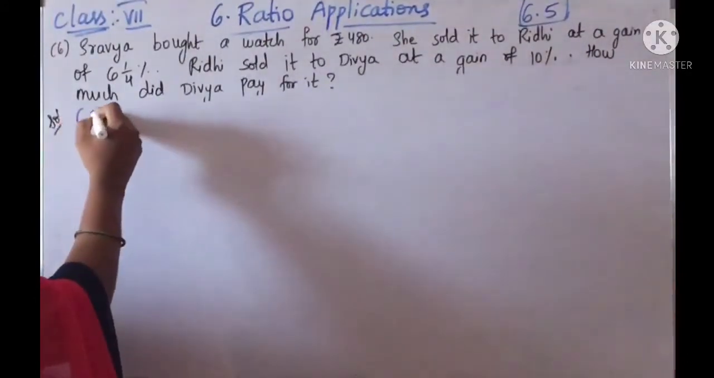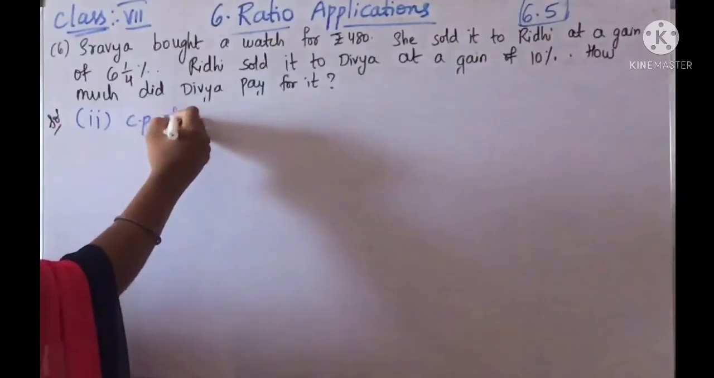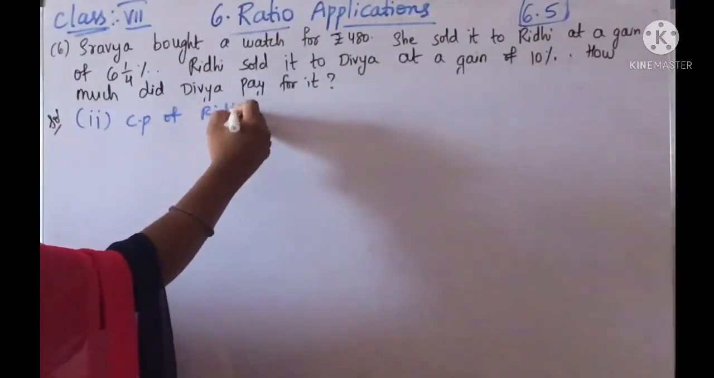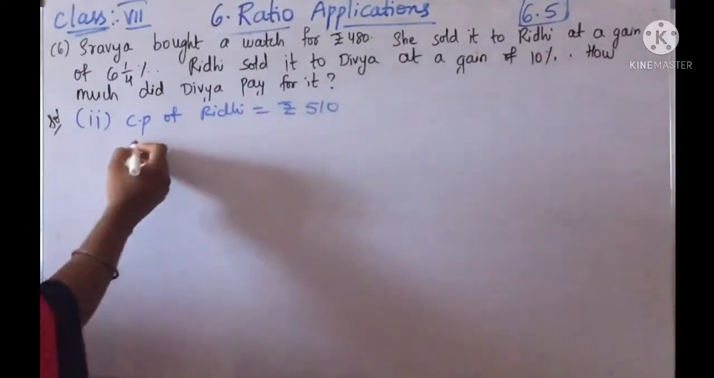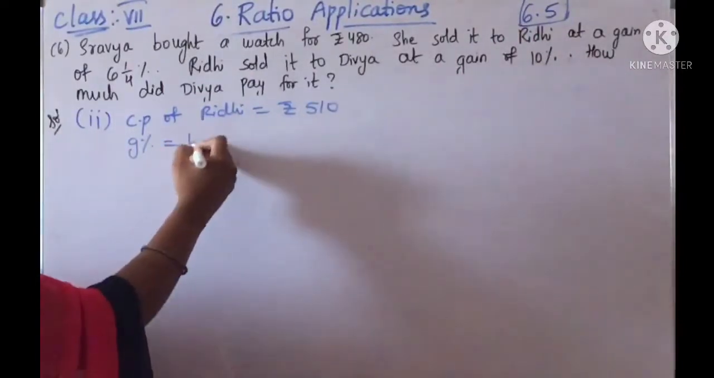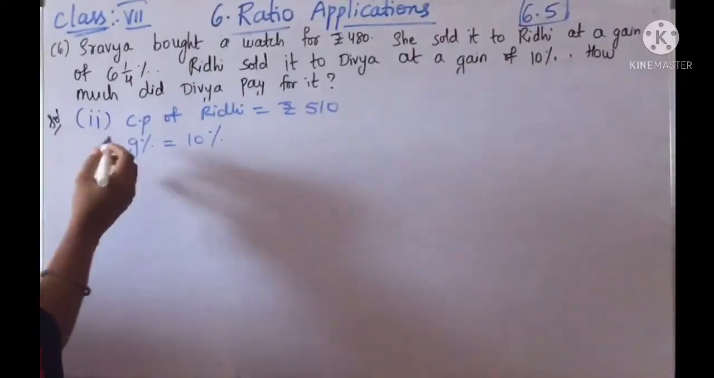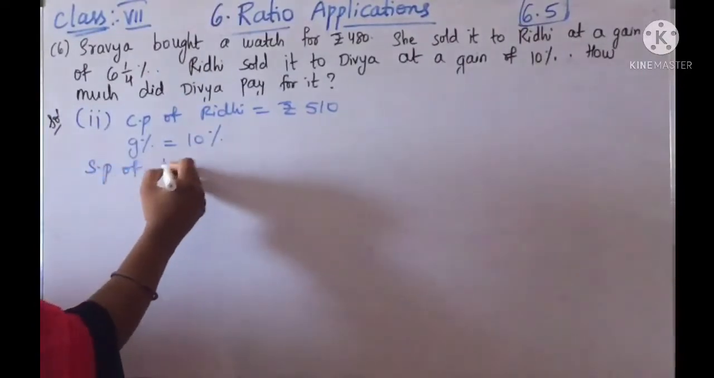Coming to second part here. Now CP of Riddhi. Cost price of Riddhi, how much did you get in the first part, children? 510, and she sold it to Divya for the gain percentage of 10. So we have to find the selling price of Riddhi's now.